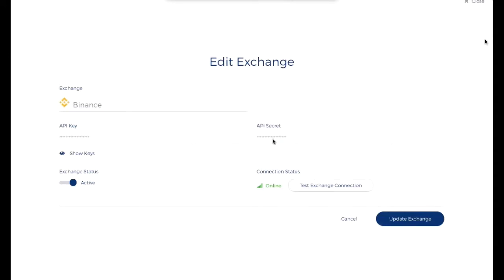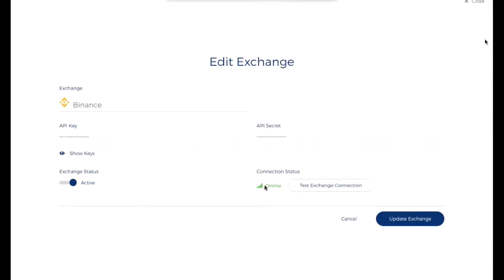Therefore, we don't give this permission to this key, and even if someone accidentally receives our key, he wouldn't be able to do anything with it because he wouldn't be able to withdraw your money from your wallets with this key. And this is exactly the unique feature. When I connected, for example, the Binance exchange to the program, I see a connection here.